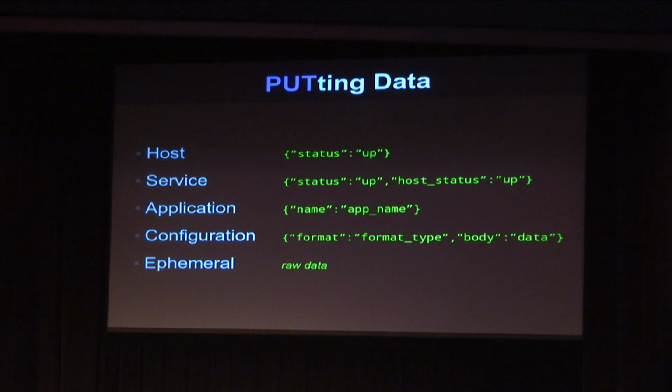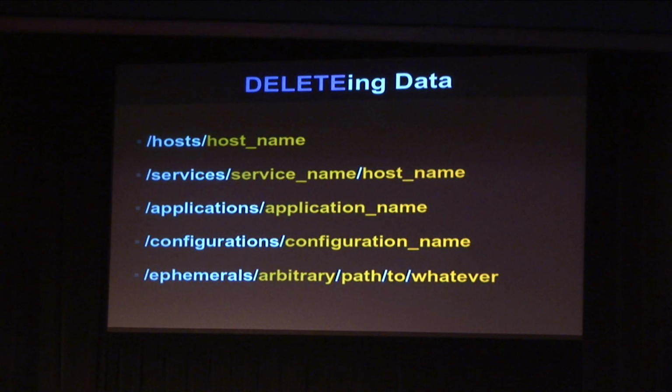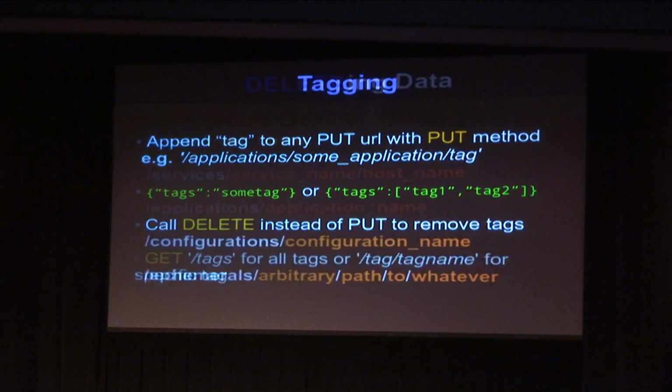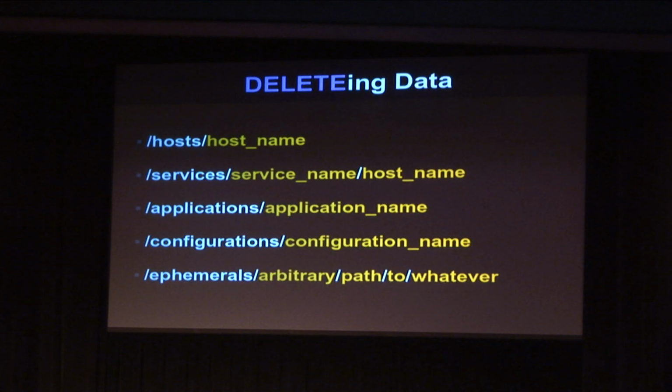Applications have a name, configuration, format, and body, and ephemerals, raw data. Okay, back to deleting data. It's the same kind of path system that I mentioned, and there is no payload for deleting data. Just make a delete call, and it's gone.